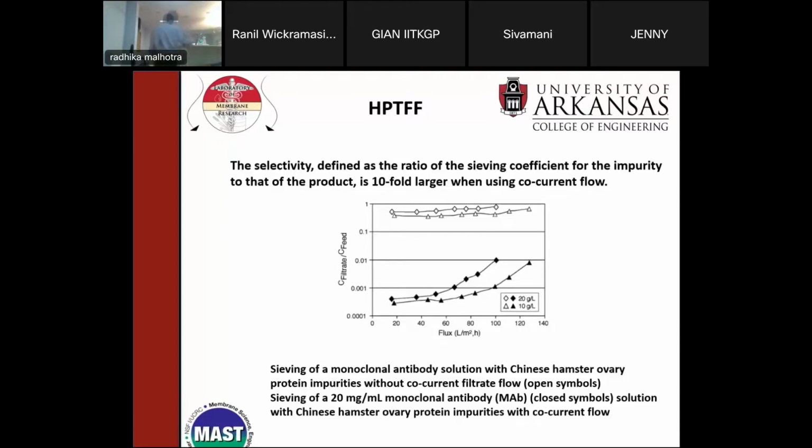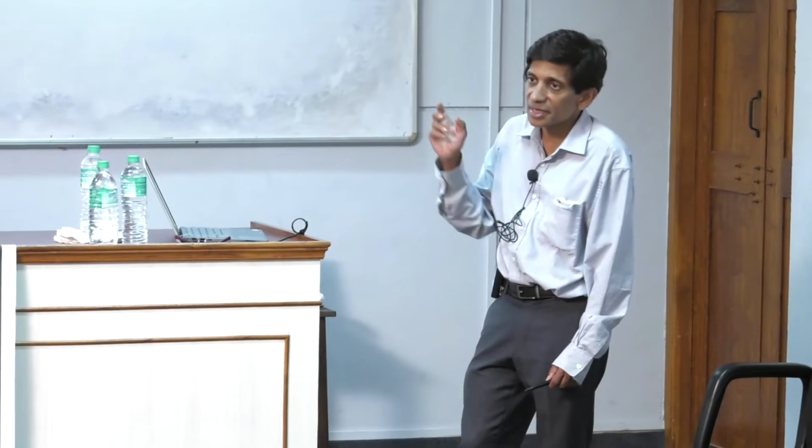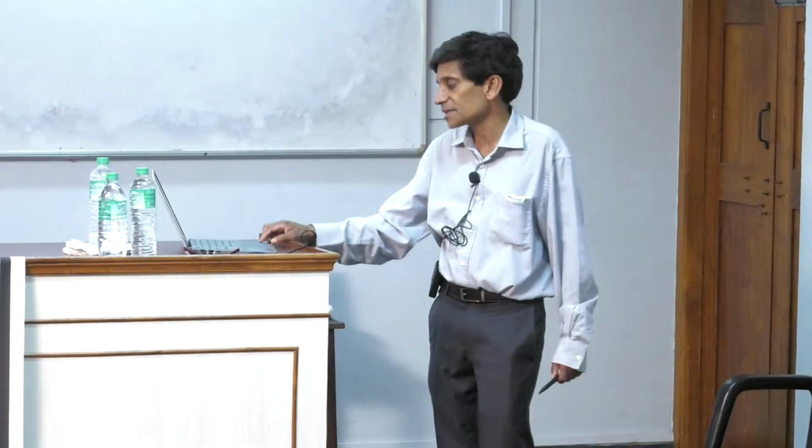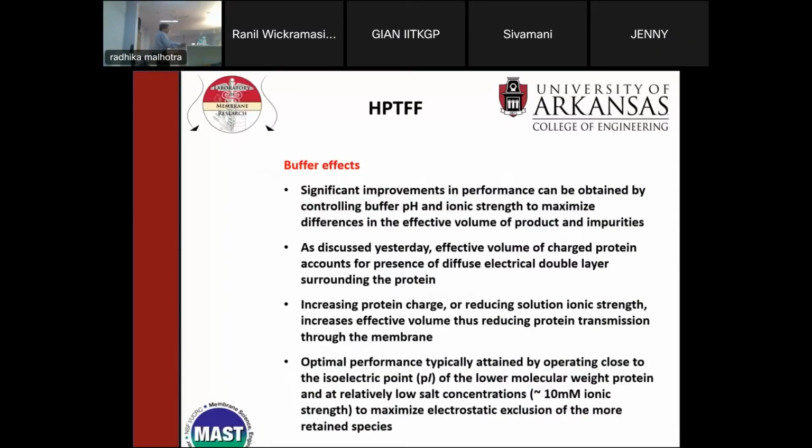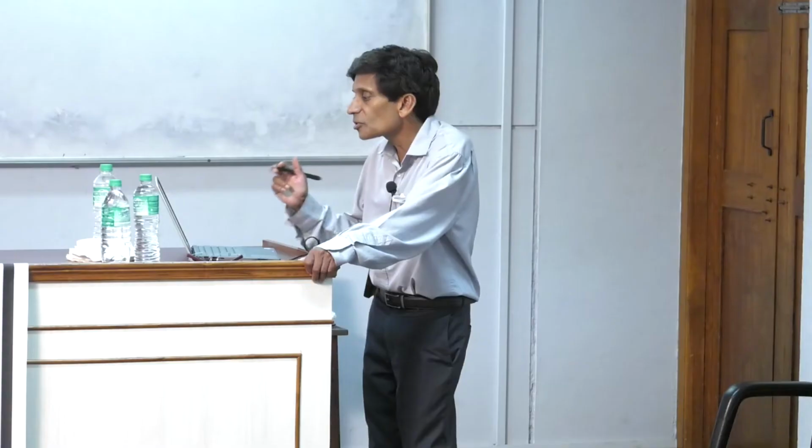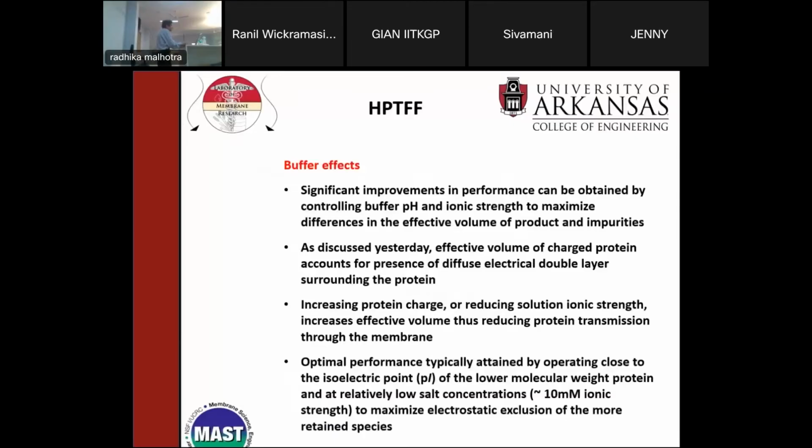Potentially, it's very nice. Now, you are paying a price because you do have an extra pump. So it's complicated. You have to control that pump, and you also produce your product at a slightly slower rate because some of your permeate is being recycled. A few other things about high-performance tangential flow filtration. Buffer effects. Significant improvements in performance can be obtained by controlling the buffer pH. That's better.